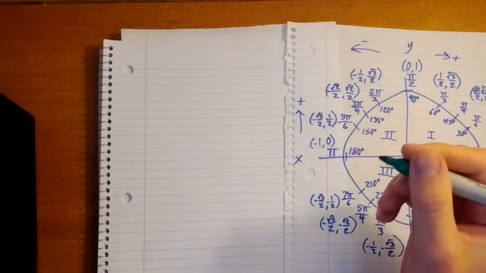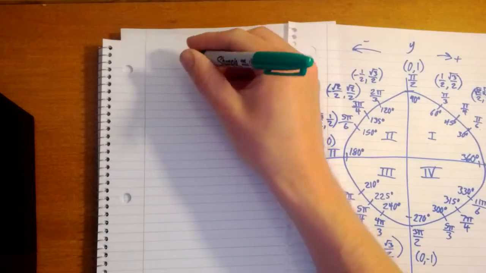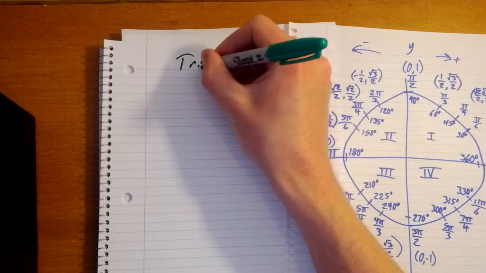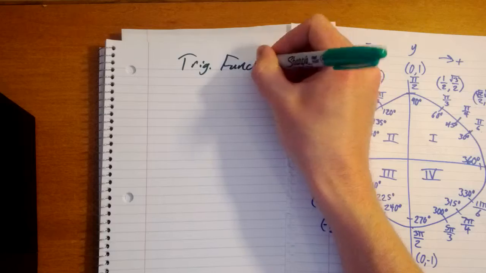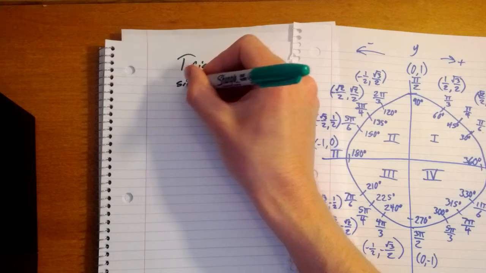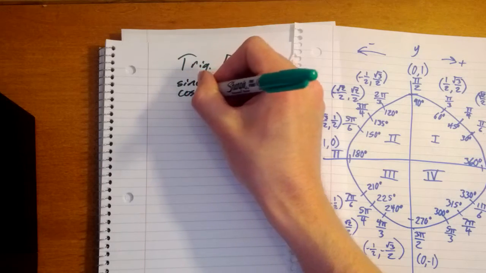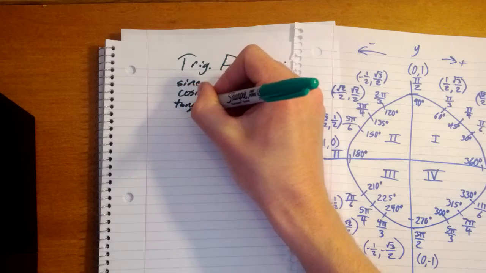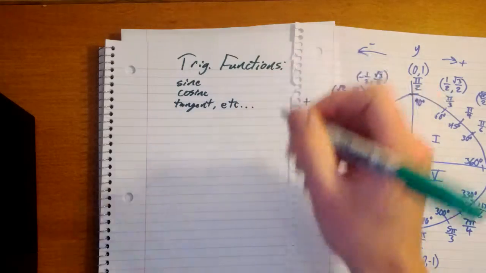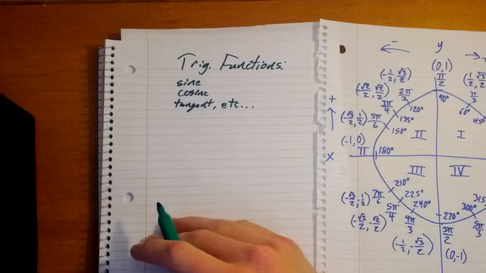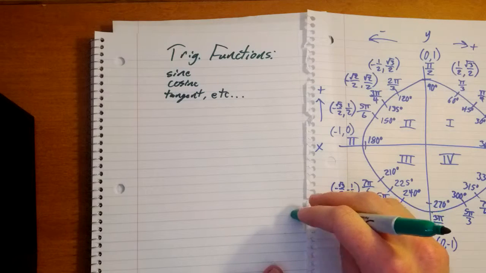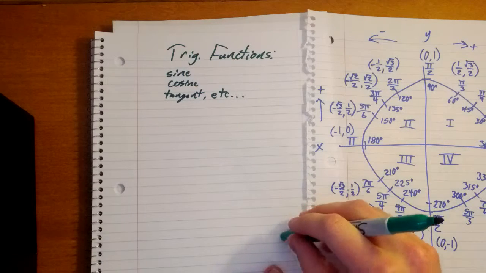But basically what I want to do is try again to explain the trigonometric functions. So trig functions. Those being sine, cosine, tangent, etc. being cosecant, secant, and cotangent.